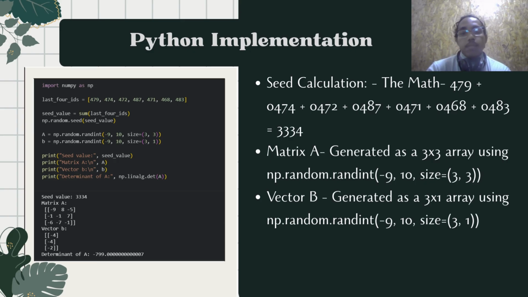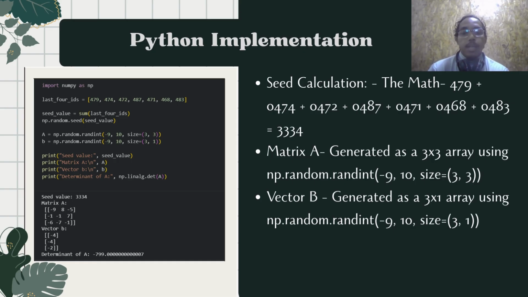We took the last 4 digits of every member's student ID and summed them up. This gives us a total seed value of 3334. By using this specific number as our starting point in Python, we ensure that our data is specific to our group but can be regenerated exactly the same way by anyone else.